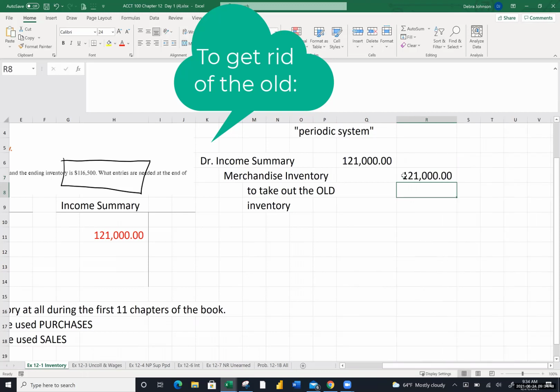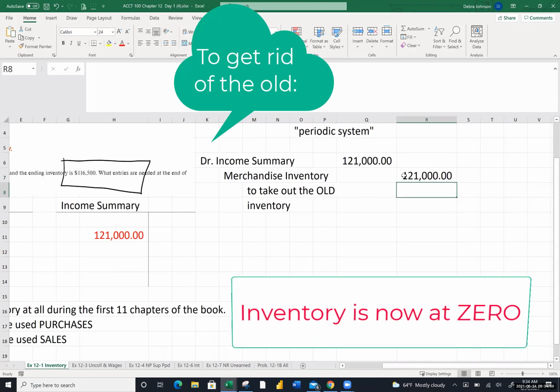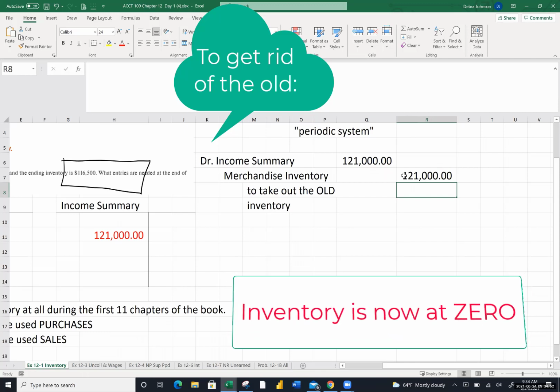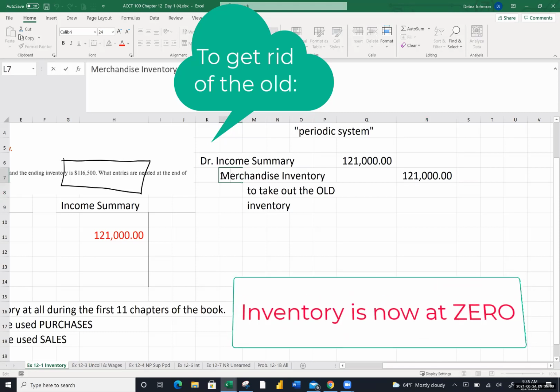Let me give you a second to write that down. And what I'm hoping that you'll see is that now our inventory account is down to 0. So we're going to do it in 2 steps. We're halfway done. We just took out the old. Any questions on that first step? I guess I can put the word credit in here, so that'll be more self-explanatory.